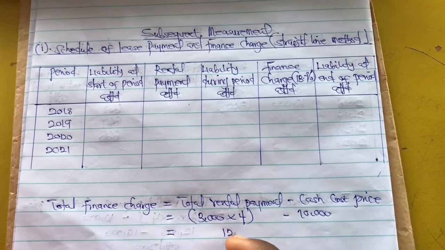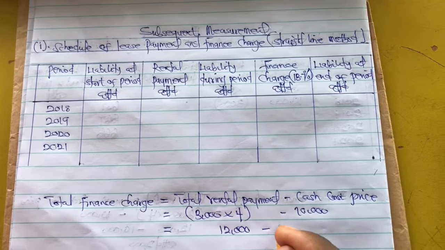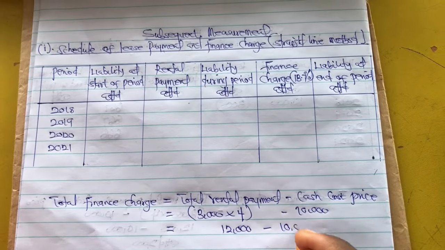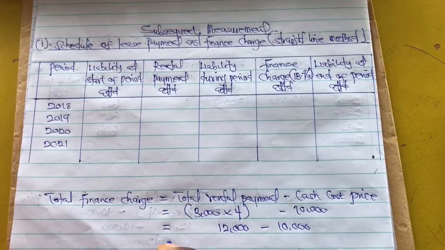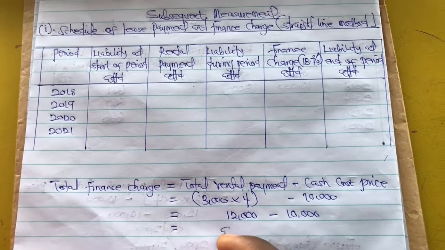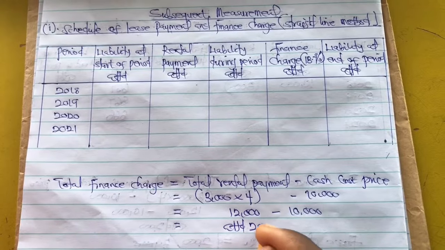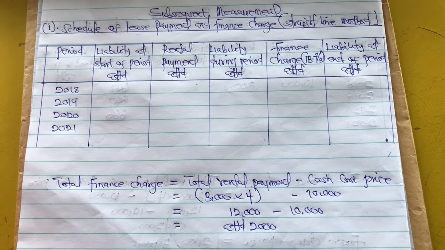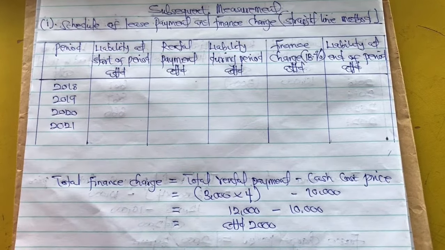So that is 12,000 Ghana cedis minus 10,000 Ghana cedis. Okay, so the total finance charge is 2,000 Ghana cedis. Okay, that is the total finance charge for the lease term.